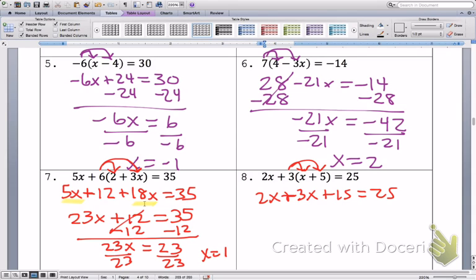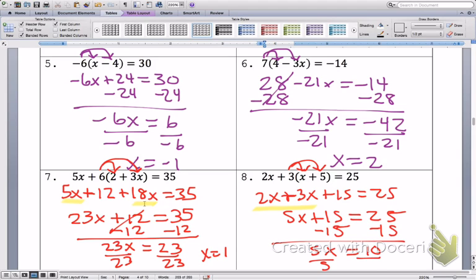Next step is combine like terms. In this case, the 2x and the 3x, which is going to give you 5x plus 15 equals 25. So after distributing and combining like terms, you should have your two-step equation, which requires to subtract and then divide. So 5x equals 10. Divide by 5, therefore x is equal to 2.